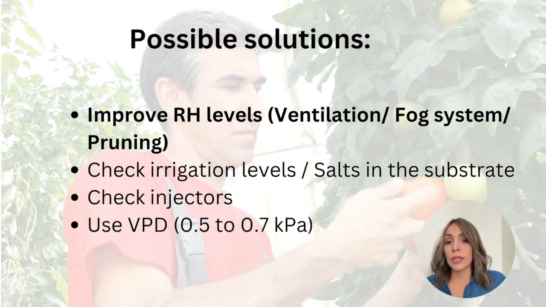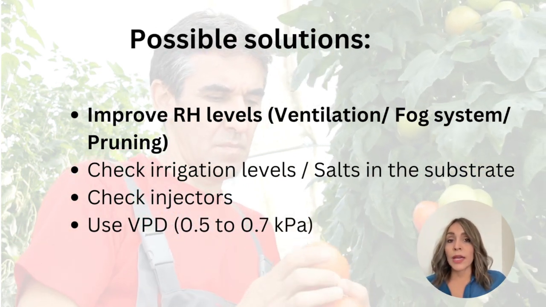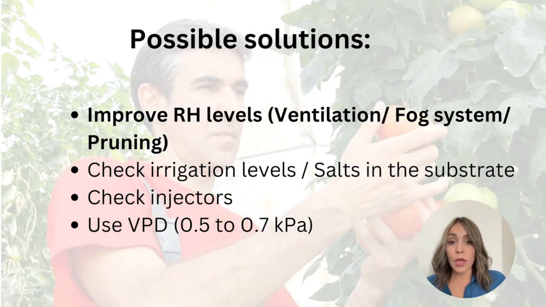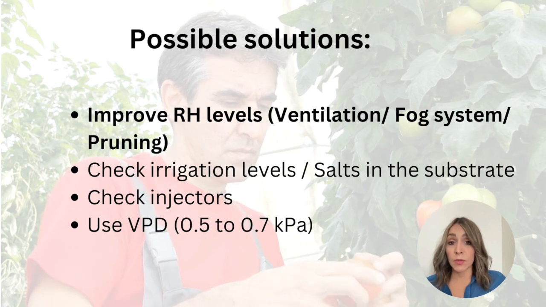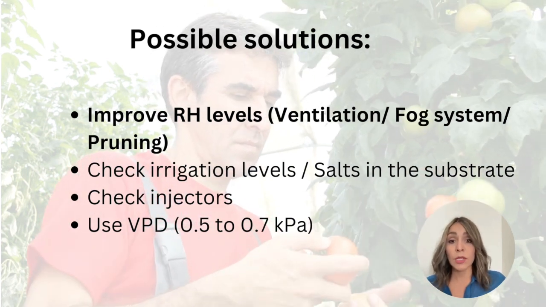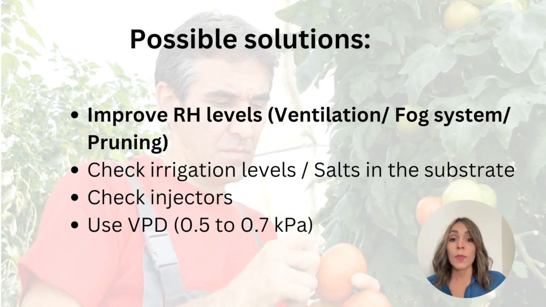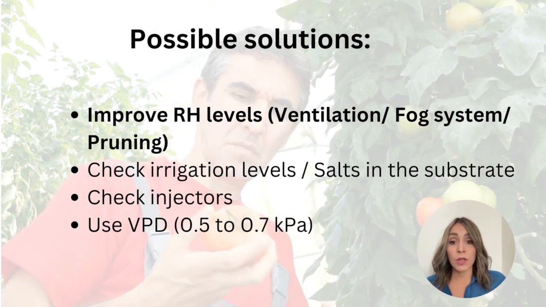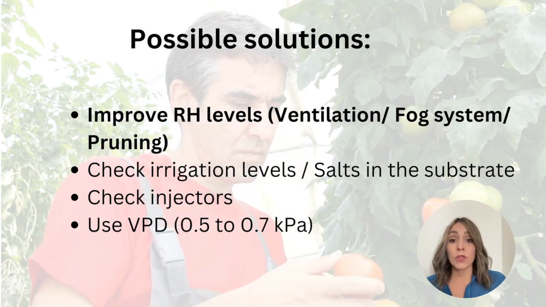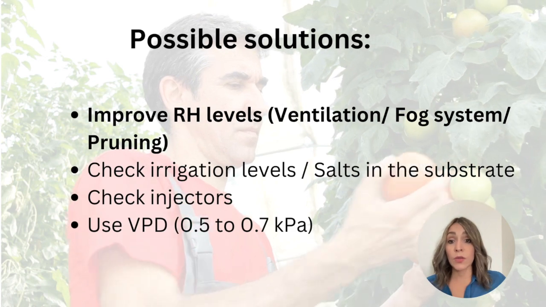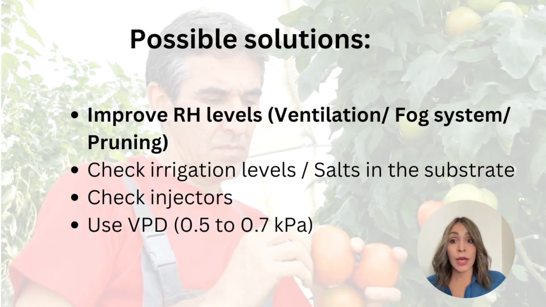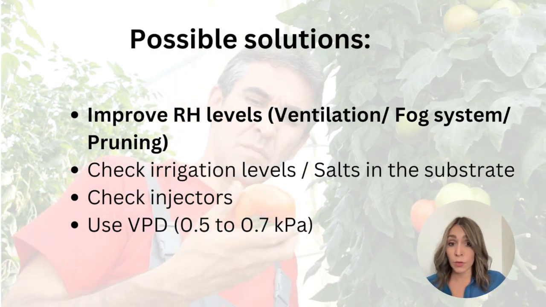Improve relative humidity levels. We know that very high humidity or very low humidity can cause blossom end rot. So check which are the ideal levels of relative humidity for your crop, and check if you need to increase relative humidity or reduce relative humidity. We learned that the most common situation causing the problem is high humidity. If you have high humidity, you can use ventilation, you can increase the use of exhaust fans, or also pruning can help so you can have better movement of air within the plant canopy.